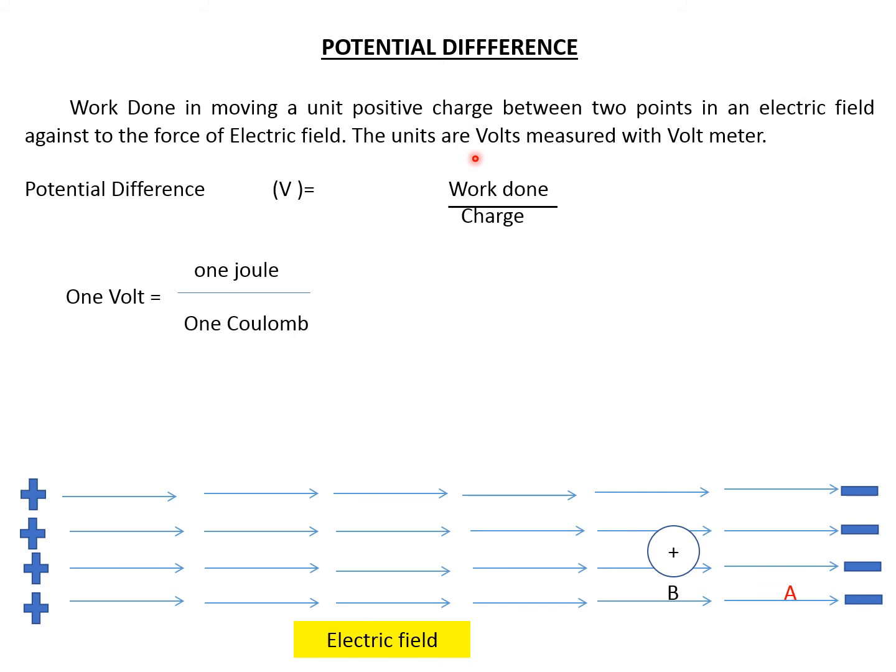The units are volts. We measure with the help of a voltmeter. So potential difference V is equal to work done by charge. So 1 volt is defined as 1 joule by 1 coulomb. It means that if 1 joule of work is done to move 1 coulomb charge from A to B against the electric field, then the potential difference between A and B is known as 1 volt.